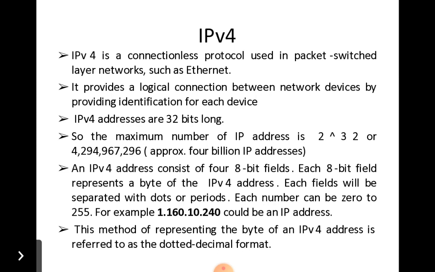The example of IPv4 address is given as 1.160.10.240. This is the IP address that we represent in IPv4. This method of representing the bytes of an IPv4 address is referred to as dotted decimal format.